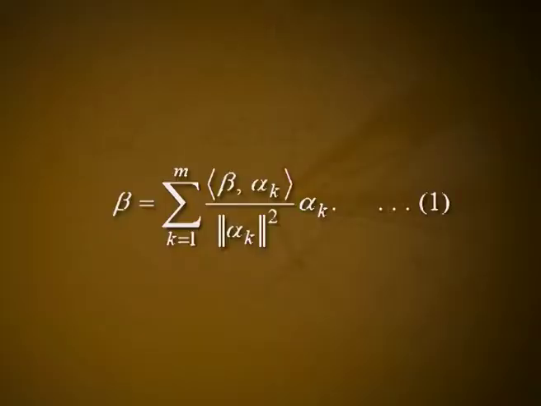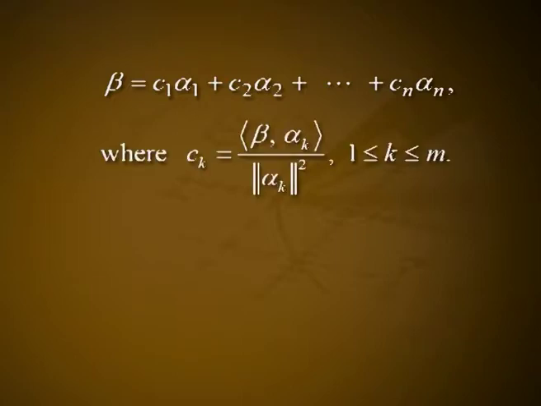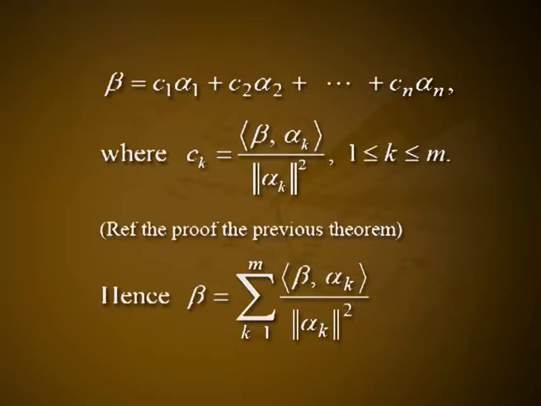Corollary 1. If a vector beta is a linear combination of an orthogonal sequence of non-zero vectors alpha 1, alpha 2, etc., alpha m, then beta is the particular linear combination: beta is equal to the sum over k from 1 to m of the inner product of beta and alpha k divided by norm alpha k squared, times alpha k. Equation number 1. Proof. Since beta is a linear combination of an orthogonal sequence of non-zero vectors alpha 1, alpha 2, etc., alpha m, we can write beta is equal to c1 alpha 1 plus c2 alpha 2 plus etc. plus cm alpha m, where ck is equal to the inner product of beta and alpha k divided by norm alpha k squared, for 1 less than or equal to k less than or equal to m. Hence, beta is equal to the sum over k from 1 to m of the inner product of beta and alpha k divided by norm alpha k squared, times alpha k.